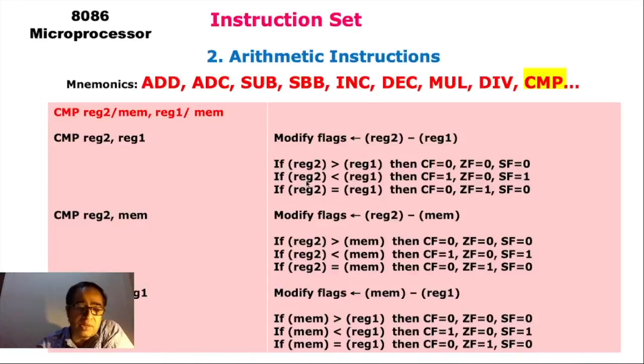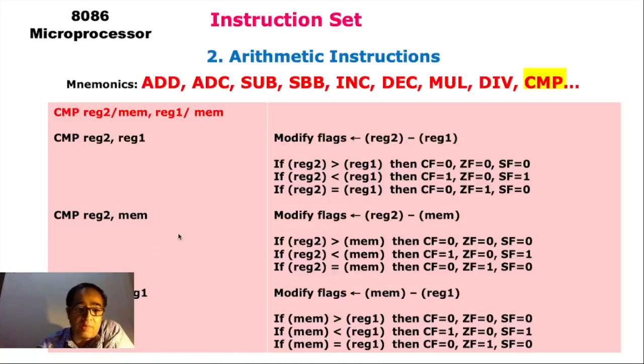If register 2's value is less than register 1, the carry flag is set, the sign flag is set, whereas the zero flag is reset. Whereas if both values are equal, that is, register 2's contents equal register 1's contents, then the carry flag is reset, the sign flag is reset, and the zero flag is set. Okay, for equality, the zero flag is set. For register 2 less than register 1, the carry flag and sign flag are set. Whereas when register 2 is greater than register 1, all are reset.